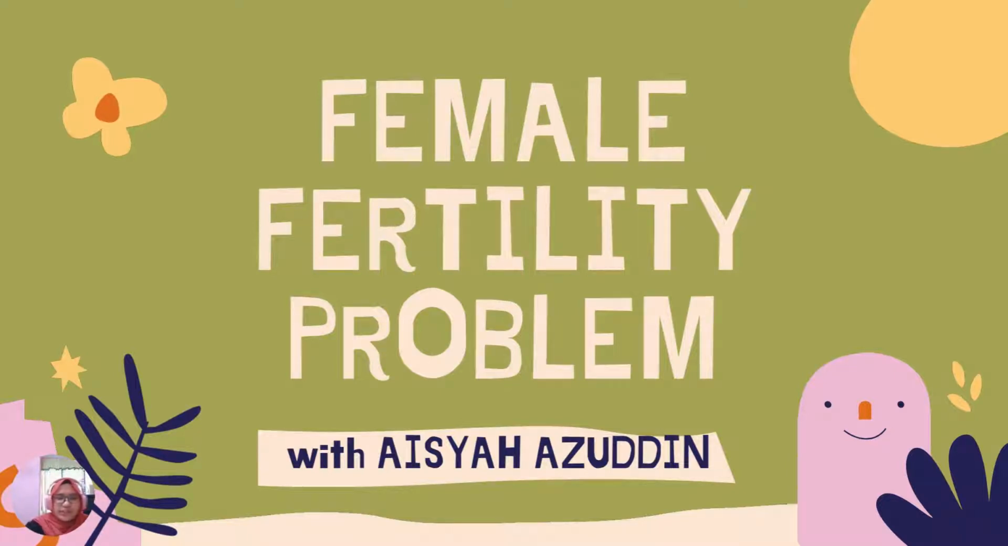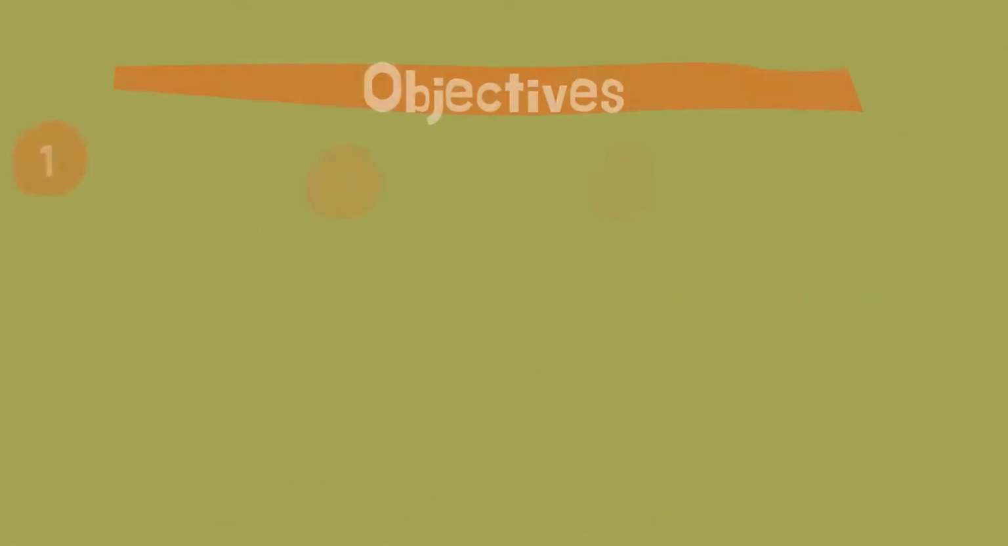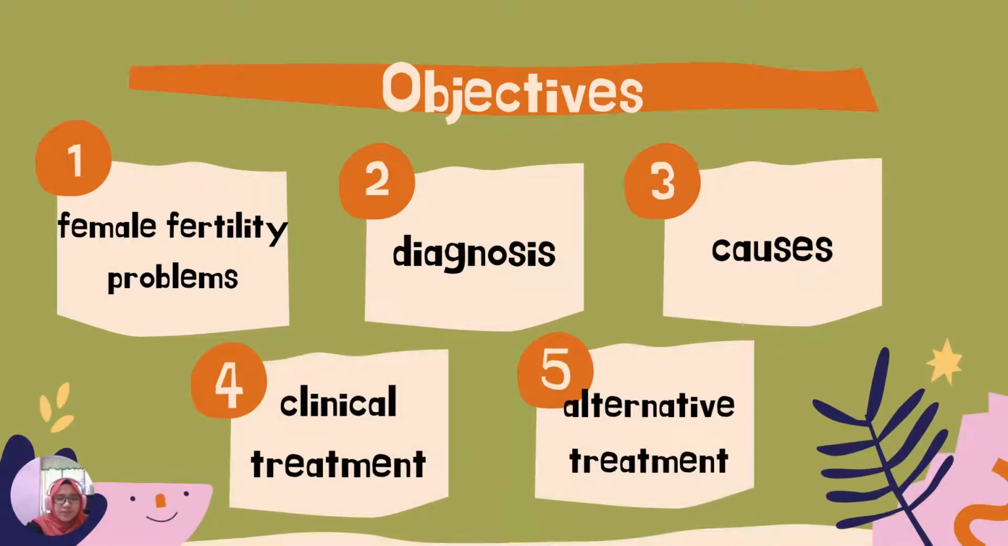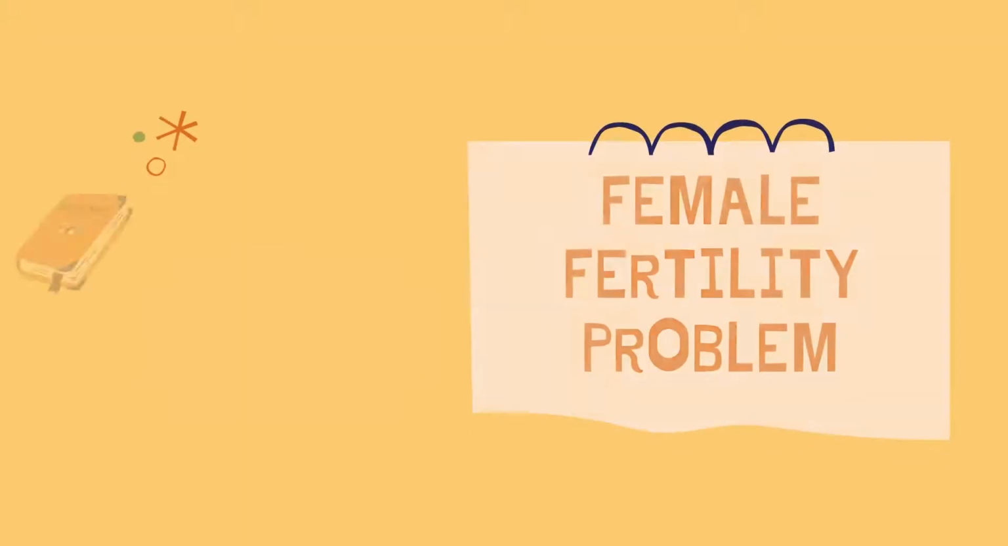So today I will be discussing female fertility problems, for the assignment Biology 2, Sem 1. We will discuss the female fertility problems, the diagnosis for the problems, the causes of the problems, how we can treat them using clinical treatment, and also alternative treatment. So we'll go one by one.